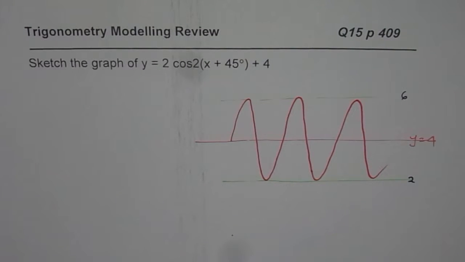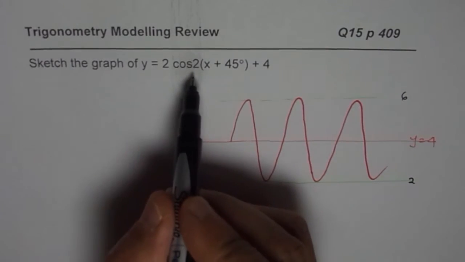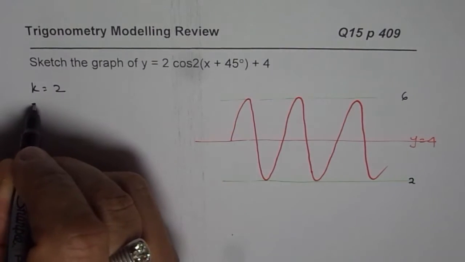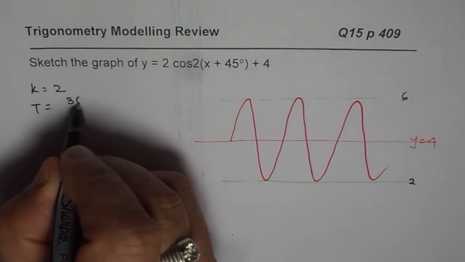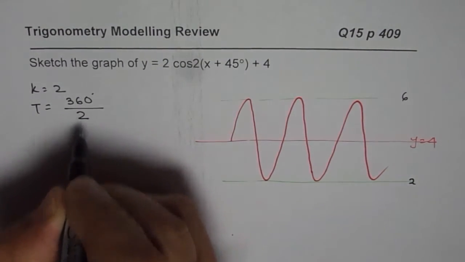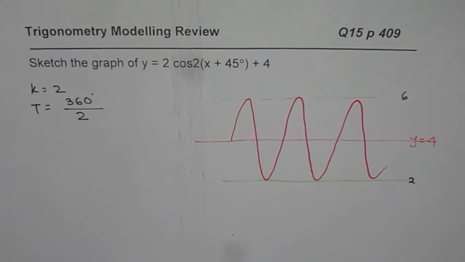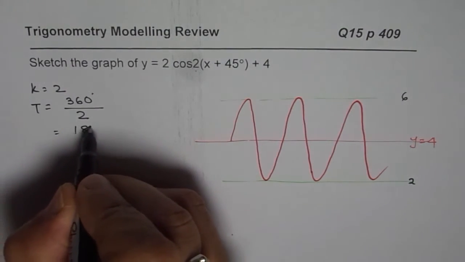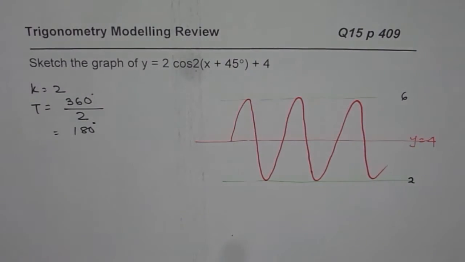So on the y-axis, those are your points. Now the other thing is, k value is given to you as k equals 2. So the time period will be 360 degrees divided by 2. It really means that there are 2 cosine waves within 360 degrees, right? So the time period is 180 degrees.